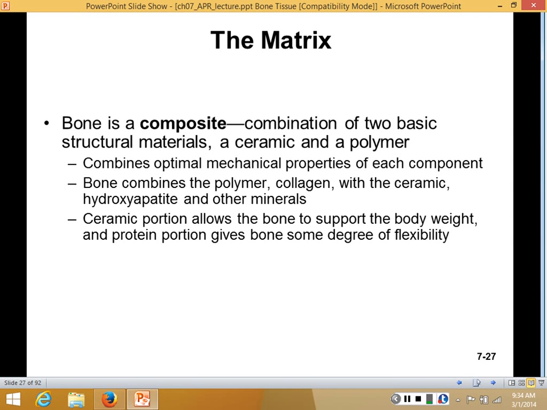Okay? So bone combines the polymer collagen with the ceramic, hydroxyapatite, and other minerals. The ceramic portion allows the bone to support the weight of the body. That's your hydroxyapatite. And the protein portion, as I stated earlier, gives the bone some degree of flexibility. Okay. Now, remember this bone right here supports the weight of the body. The ceramic portion allows the bone to support the weight of the body, which is your hydroxyapatite. Okay.